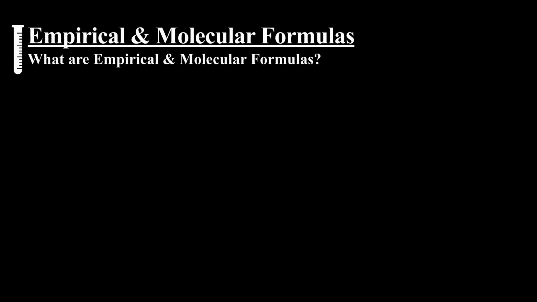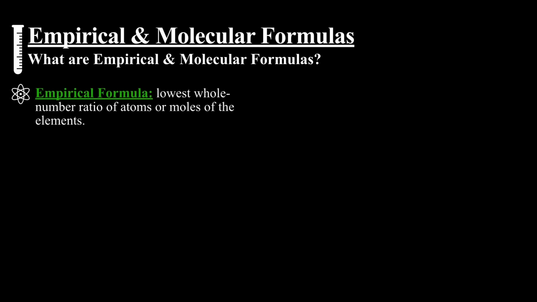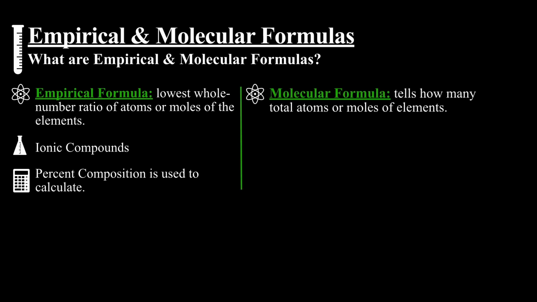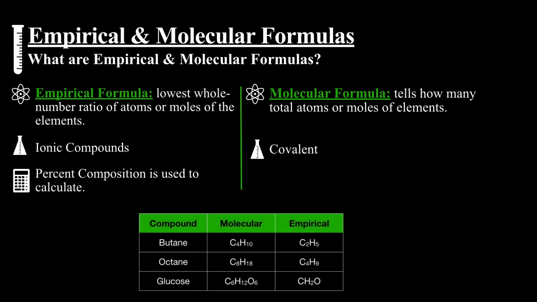First, let's understand the difference between an empirical and molecular formula. I'm going to start with empirical. Empirical is the lowest whole number ratio of atoms or moles of the elements in a compound. We use these for ionic compounds, and percent composition is used to calculate, which I have in another video I'll link. Molecular formulas, though, tell how many total atoms or molecules of elements, and that's it. We use those for covalent. All right, let's do some compare and contrast.